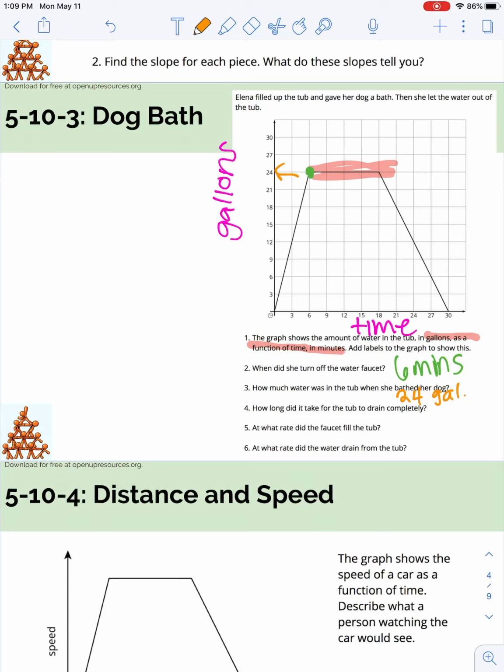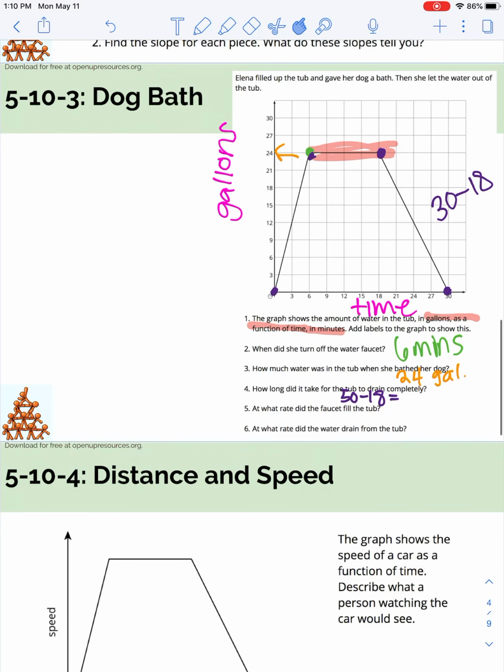How long did it take for the tub to drain completely? So I'm going to look from this point to this point, and I'm going to subtract the times. So it starts at 18 and it ends at 30. So you do 30 minus 18, and that will give you the answer. So 30, take away 18. You guys can do that. And then at what rate did the faucet fill the tub? Same thing. So you're going to look at where it started here and then look at where it ended here. And then you'll take the difference.